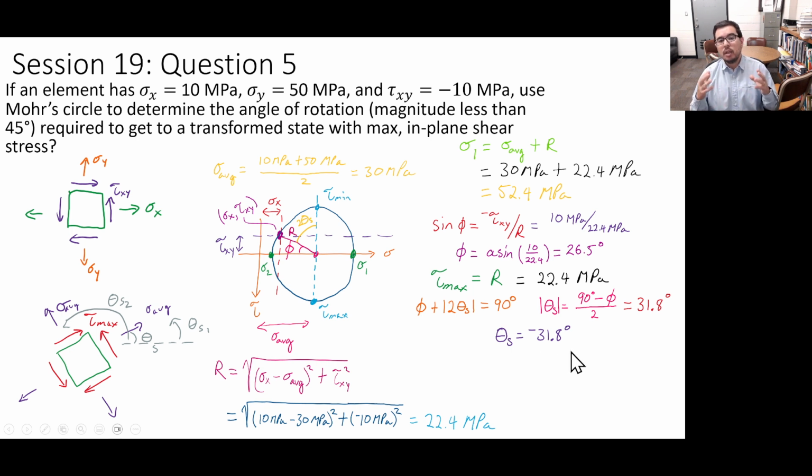Okay, so in this video, we have calculated both principal stresses from a given initial state of stress. We've calculated the angle required to get to a state of principal stresses. We've calculated the maximum in-plane shear stress, and we've also calculated the angle of rotation necessary to get to that state of maximum in-plane shear stress.